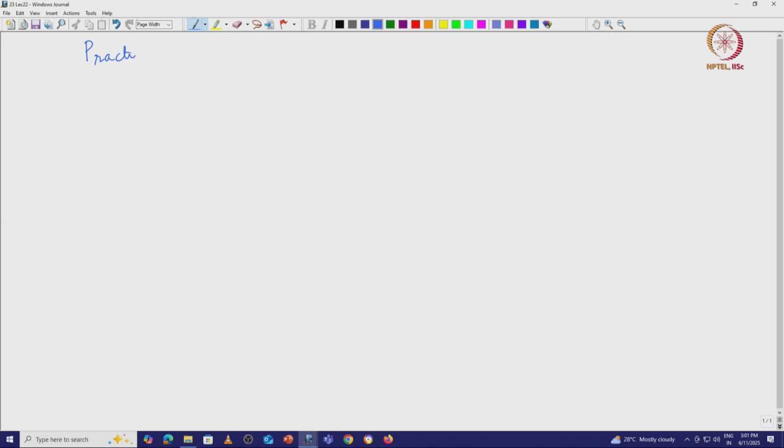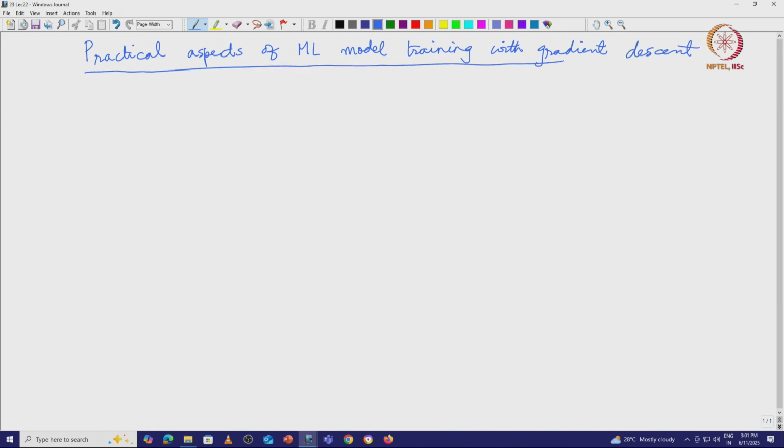So the topic for today is the practical aspects of ML model training with gradient descent. Okay, and the first thing that I want to address here is the concept of the learning rate.